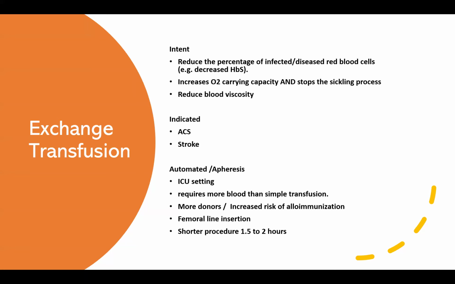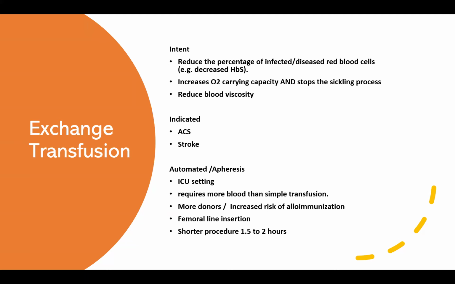The way exchange transfusions are done is usually through an automated apheresis machine. For our patients who get this done at Sick Kids, it's definitely done in the ICU setting where they'll have a femoral line inserted. Exchange transfusions require more blood than a simple transfusion, which ultimately means more donor blood and a higher increased risk of alloimmunization.